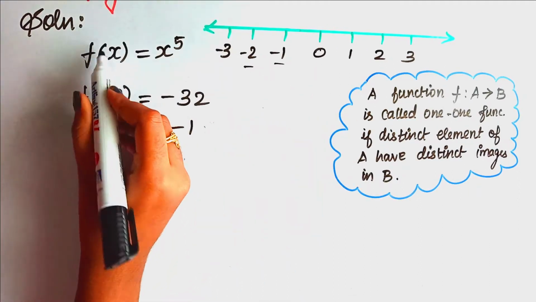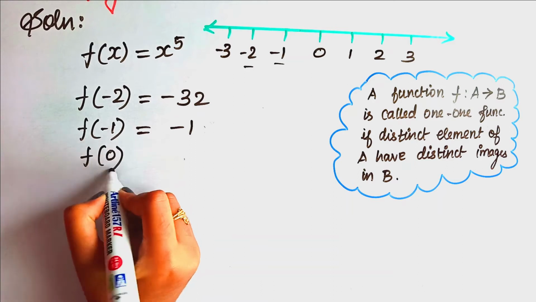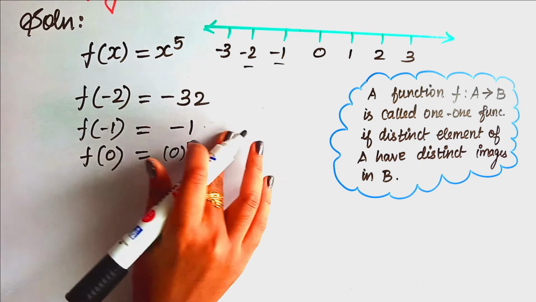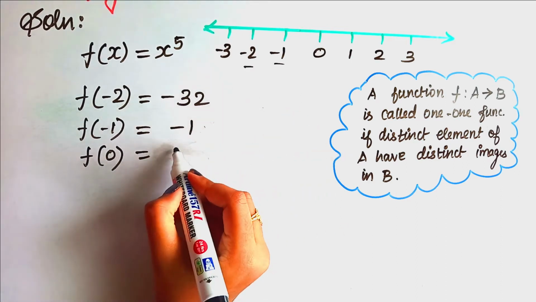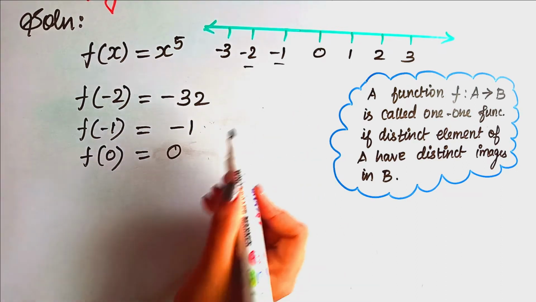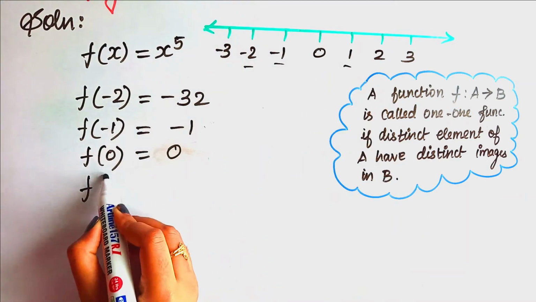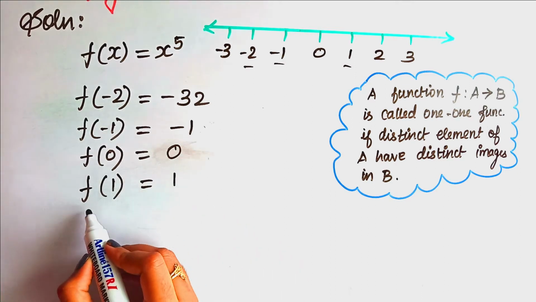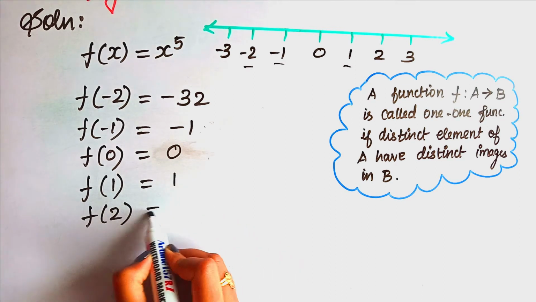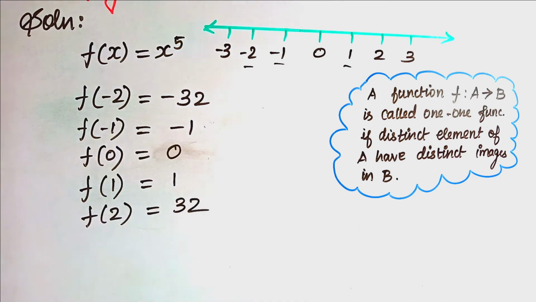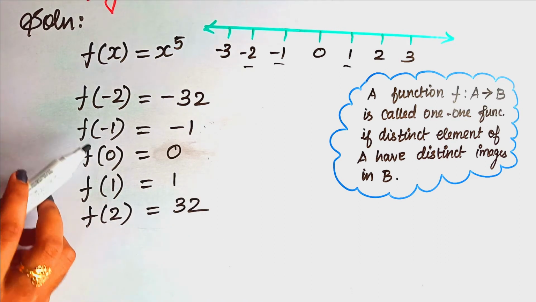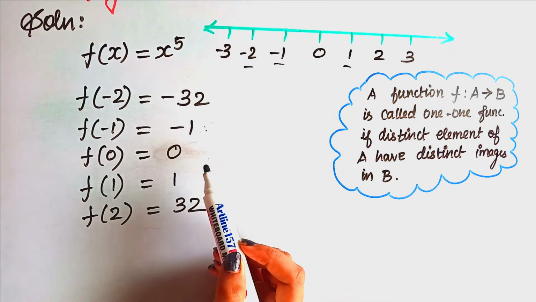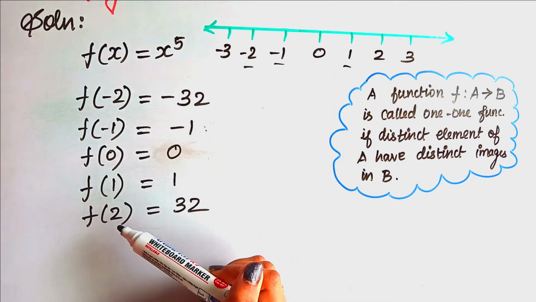And then I'm applying 0 here. So in the place of x I'm substituting 0. So f of 0 is equal to 0 power 5, and the answer will be ultimately 0, right? And then I'm substituting 1 here. So f of 1, we'll get an answer 1, and again if we substitute f of 2, we'll get an answer 32. So here you can see that I have substituted -1 and 1, so we got different answers, right? -1 and 1, and then again I have substituted -2 and 2 here.